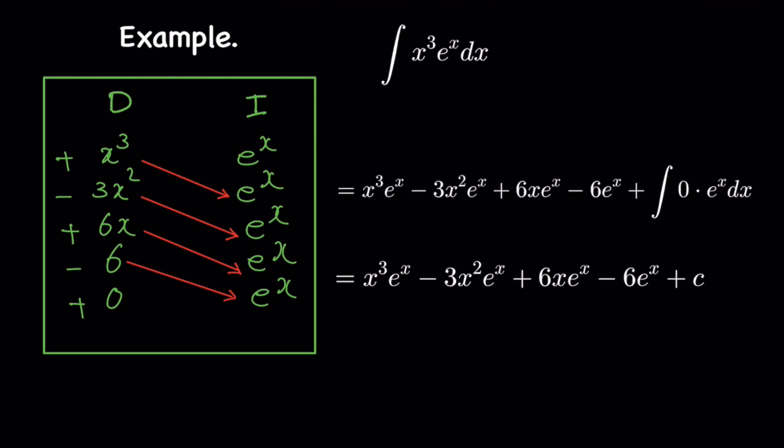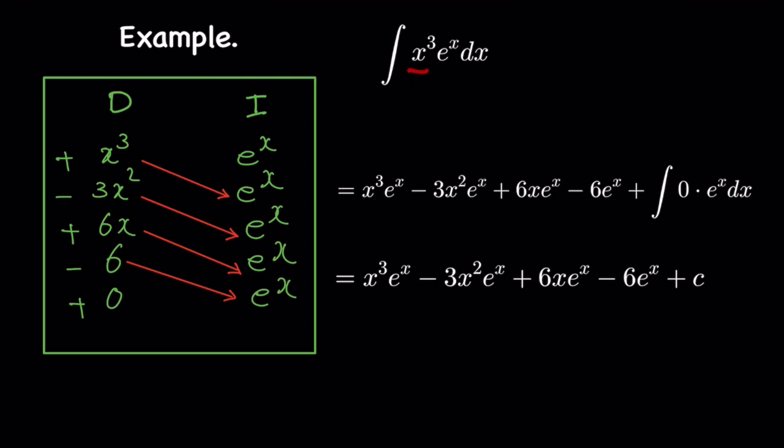So in the DI method, I'm going to make a table. This table is going to have two columns, the derivative column and the integral column. In the derivative column, we will keep differentiating functions, and in the integral column, we will integrate functions.